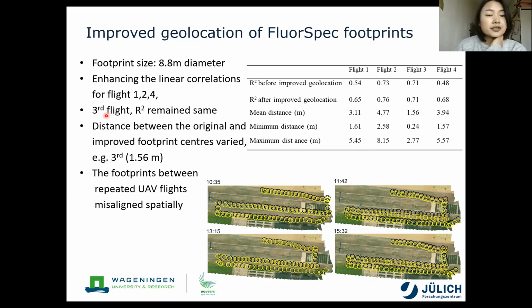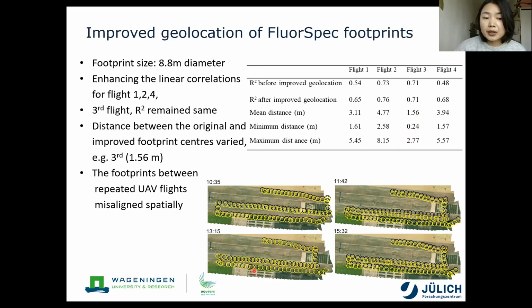But for the third flat, the R squares remained the same, 0.71. This is because of the distance between the original footprint centers and the improved footprint centers. For example, for flat 3, the average distance between the center of the footprint before and after the geolocation was 1.56.